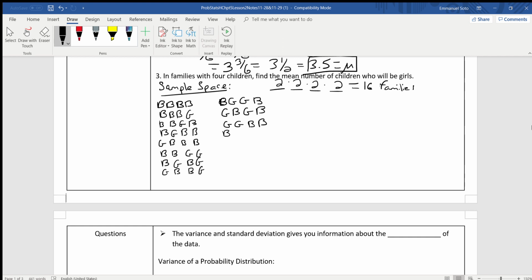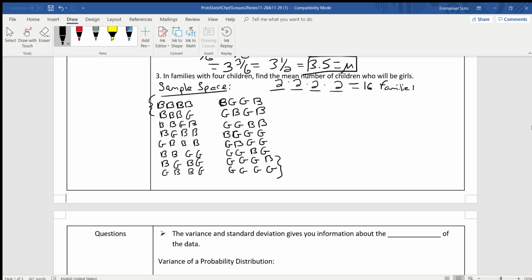Now let's do 3 girls. Girl, boy, girl, girl. Girl, girl, boy, girl. Girl, girl, girl, boy, and then all girls. So that's a total of 16. That is our sample space.